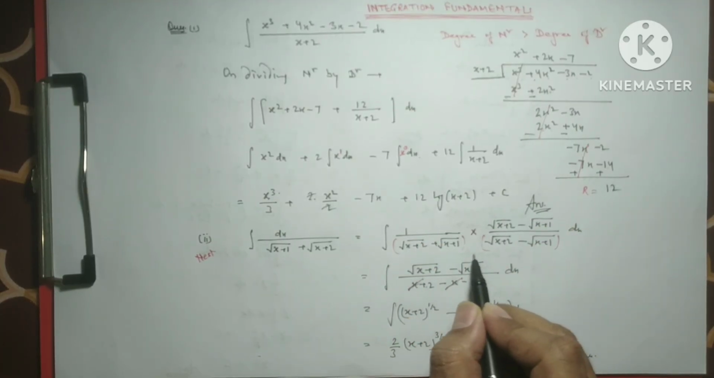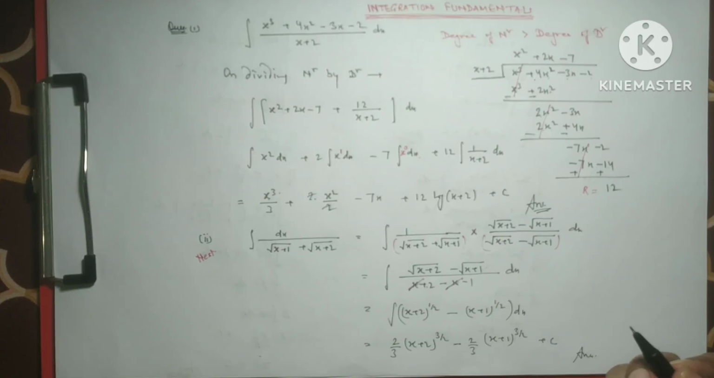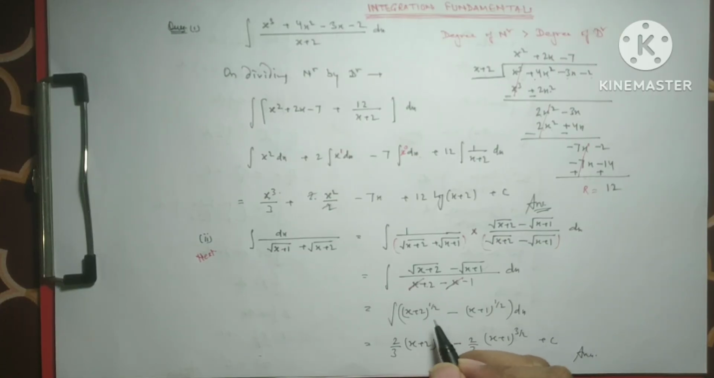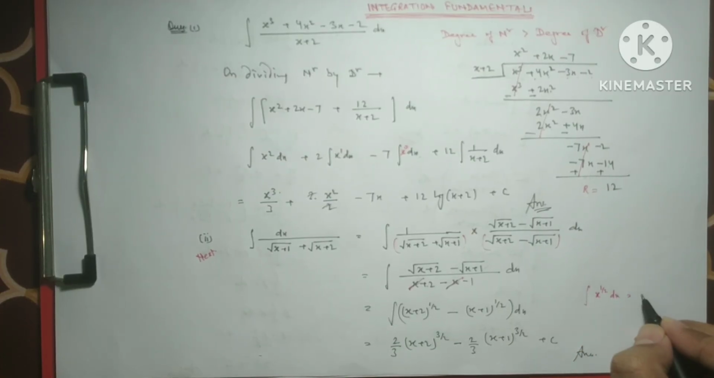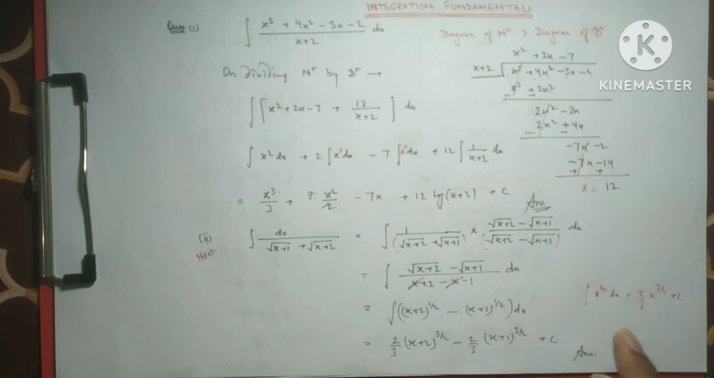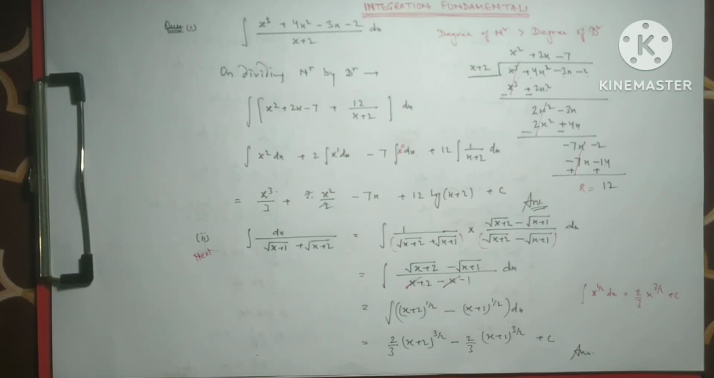Right now we have numerator only. So it is x plus 2 to the power half minus x plus 1 raised to the power half. It is just like root x. We assume this as a t. So the integration of x to the power half dx is 2 by 3 x to the power 3 by 2. In the same way we get 2 by 3 x plus 2 power 3 by 2, using the x to the power n formula, minus 2 by 3 x plus 1 power 3 by 2 plus c. So these are the basic questions.